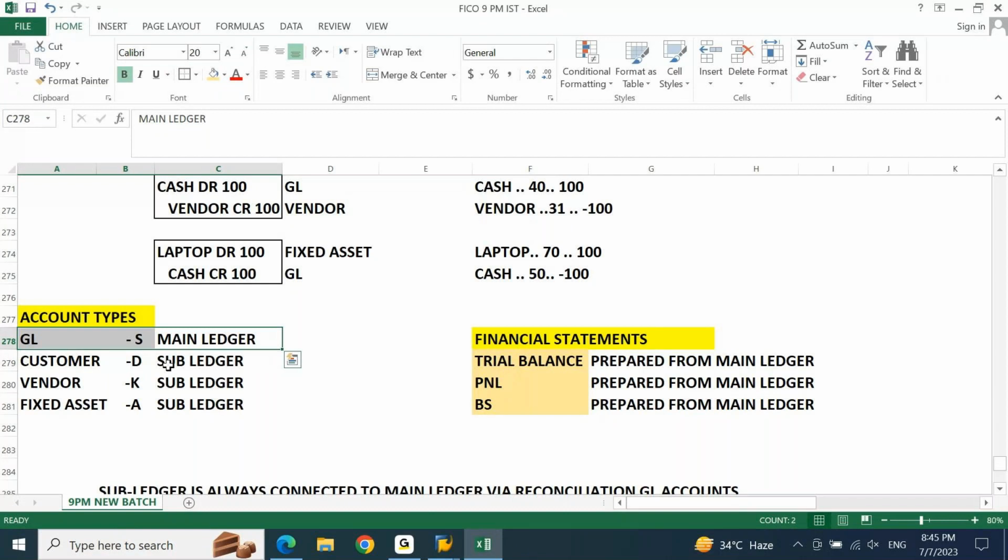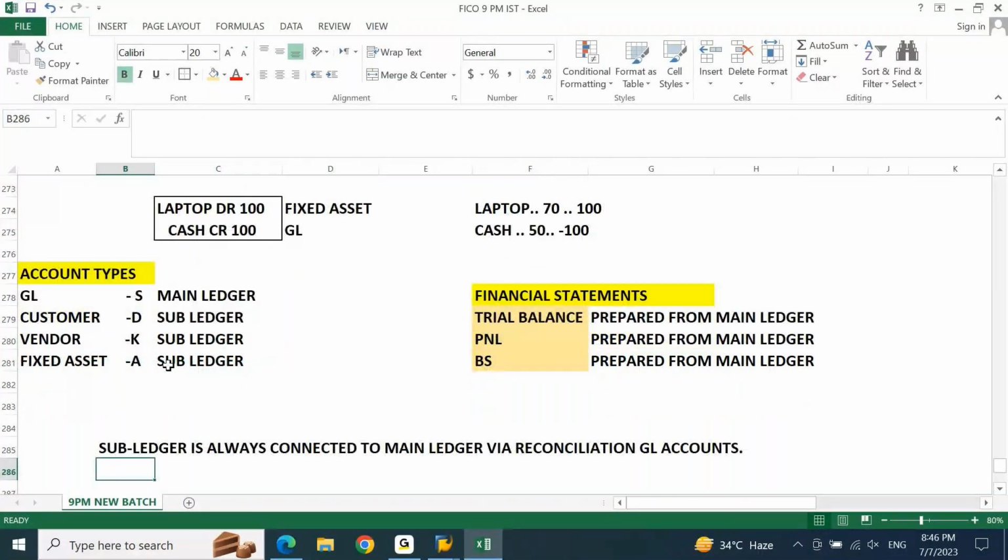Sir, but all the GL sheets are not main ledger, right? Every GL account is a main ledger. But all the GLs, we are not connecting to a reconciliation account, right? If it is a sub ledger, then it is. That is why we have written that a sub ledger is always connected to the main ledger. So if it is a GL account alone, it is by default a main ledger.